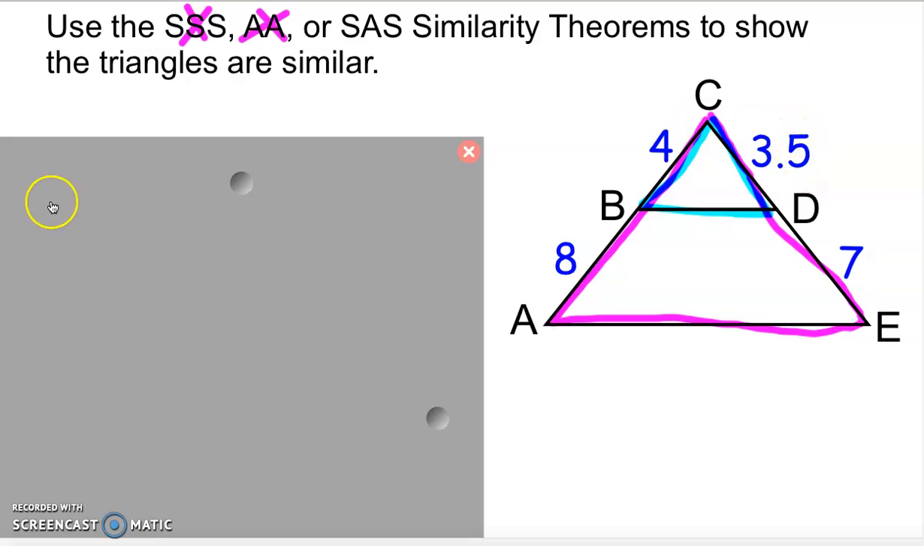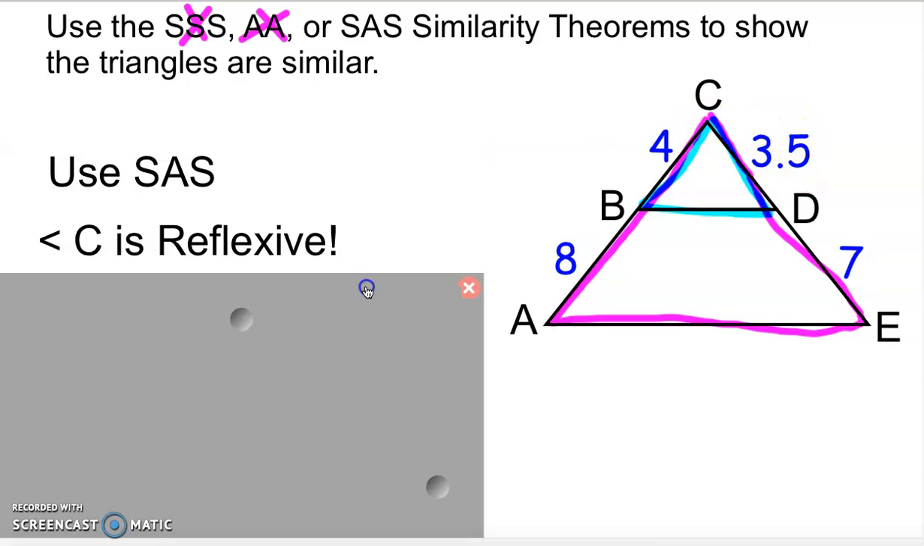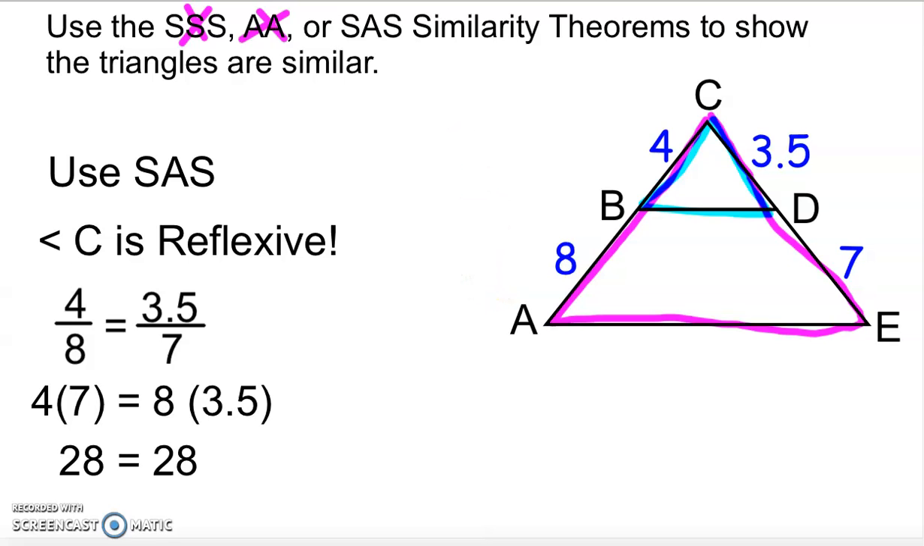I'm going to start first with angle C. Angle C is going to be reflexive, so it's equal to itself. And then all I need to do to check for proportionality is make sure that these numbers work with each other. So 4 over 8 has to work with 3.5 over 7, in which case I'm just going to do cross products. So 4 times 7 is 28 when I cross product multiply, and 8 times 3.5 is also 28. So in this case, these triangles are similar because of side, angle, side.